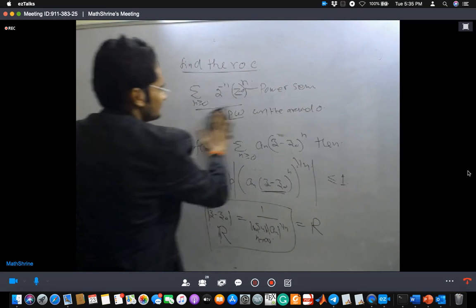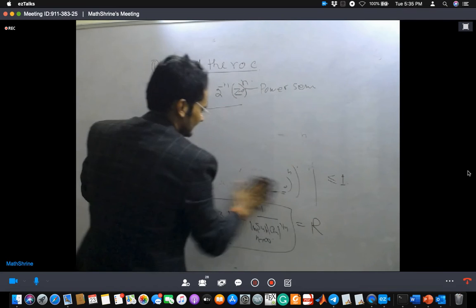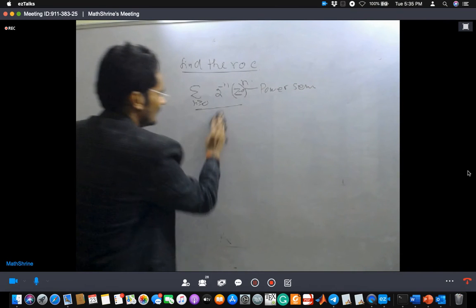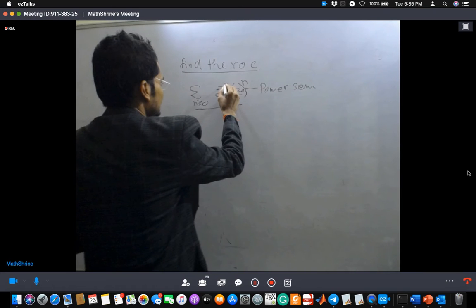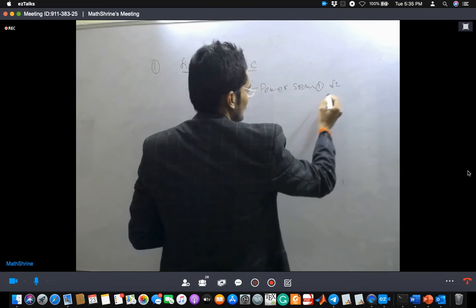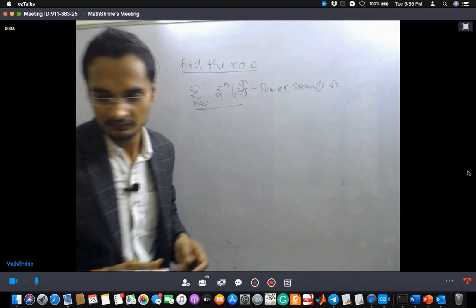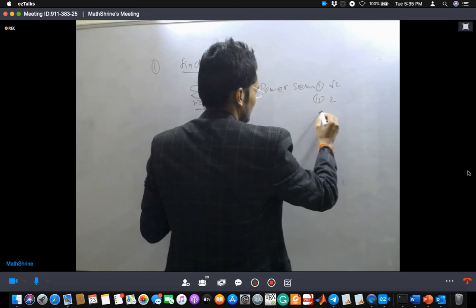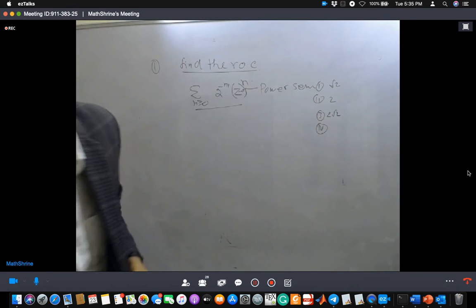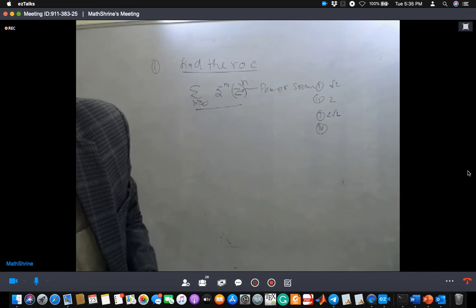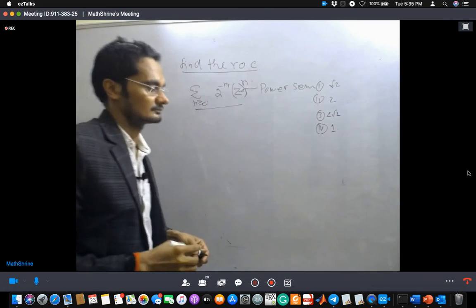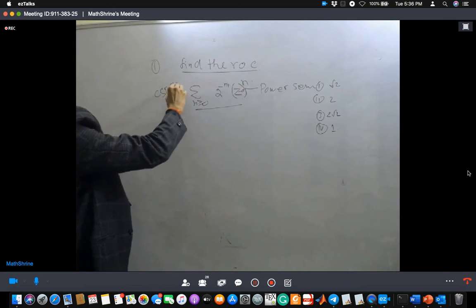Okay, so let's see. I can give you the answers also. This is a CSIR problem, or they will ask it this way. The first option for the radius of convergence is root 2. The second option is 2. The third option is 2 root 2. And the fourth option is 1.